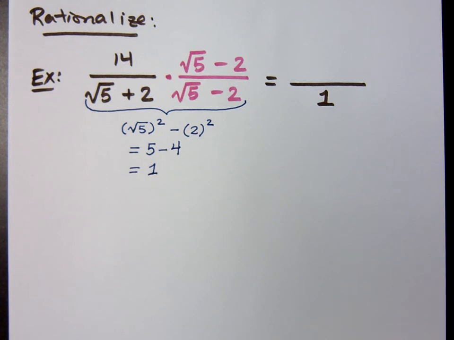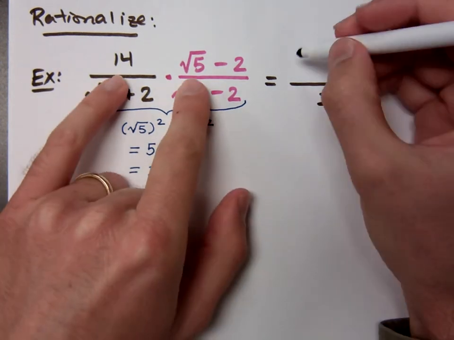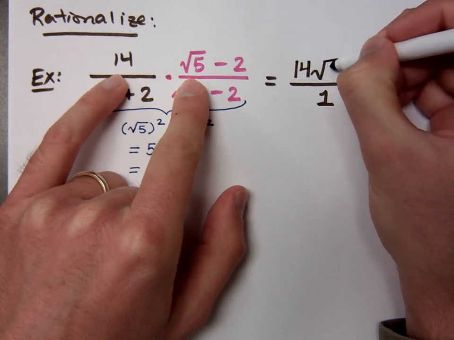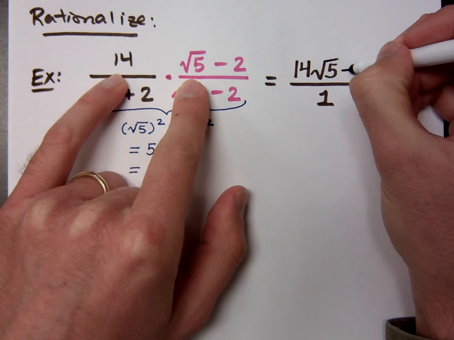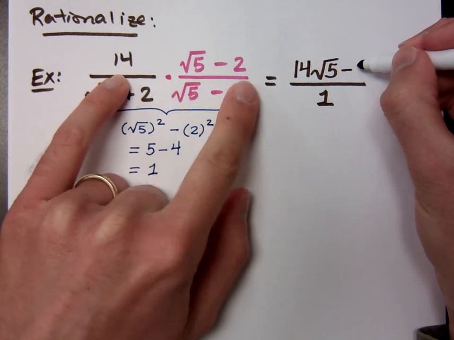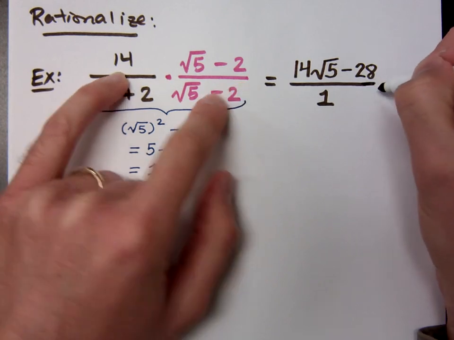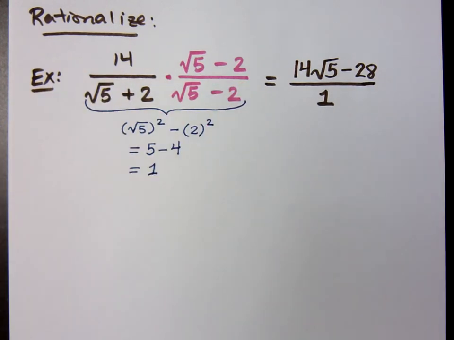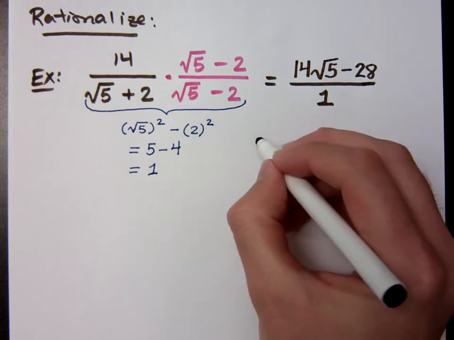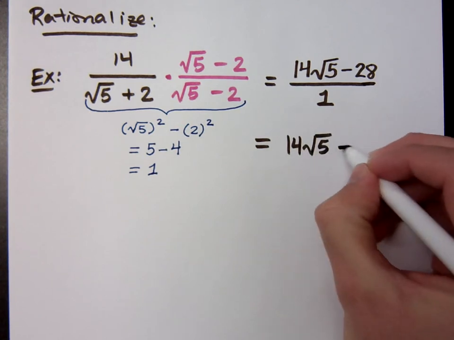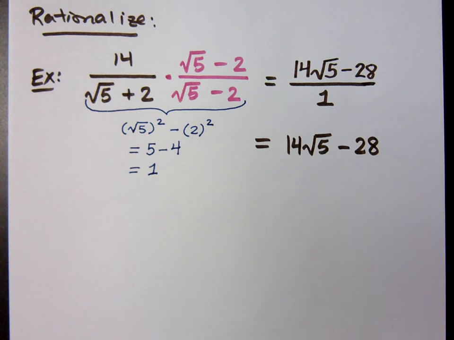What about your numerator? I distribute, and so what do you have? You have 14 square roots of 5 minus 14 times 2, 28. So you get 28. Now, is this my final answer? No. So the final answer is just 14 square roots of 5 minus 28. Don't leave that over 1.